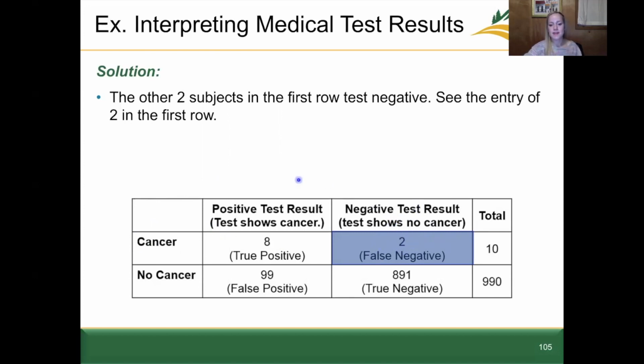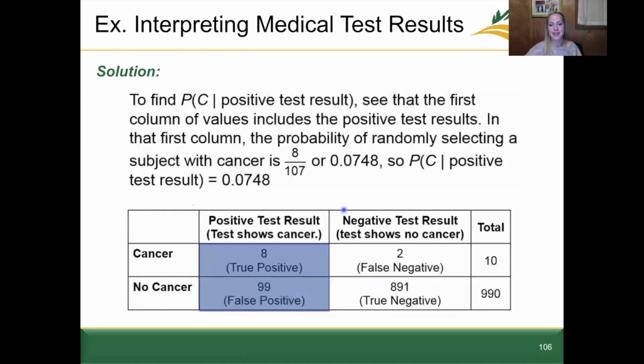The key to filling in this table was assuming an easy total number of subjects, so 1,000 for example, and then really understanding what those percentages mean. Now let's get back to our original question. So we need to find the percentage of patients that do have cancer contingent on them getting a positive test result.